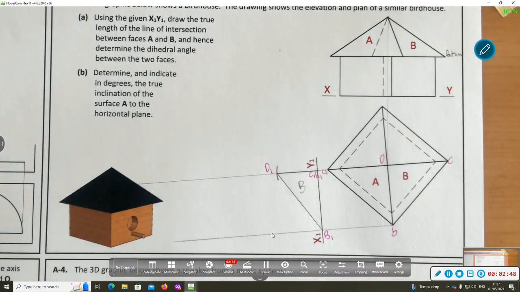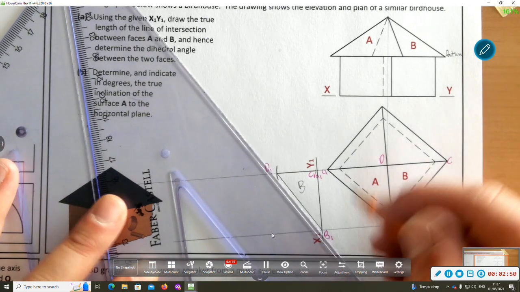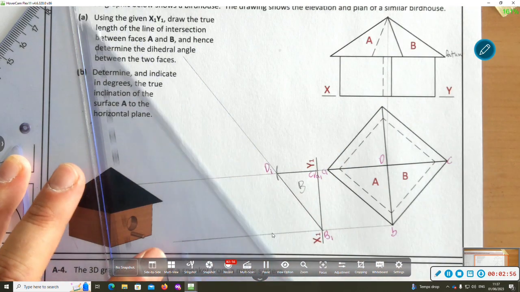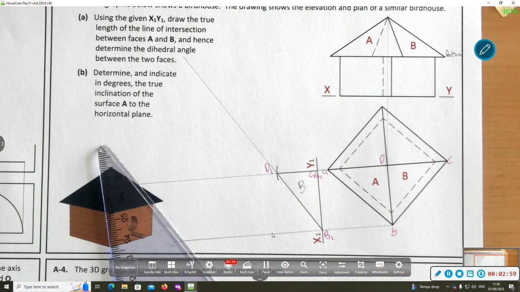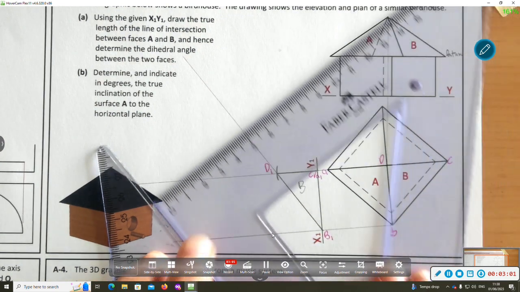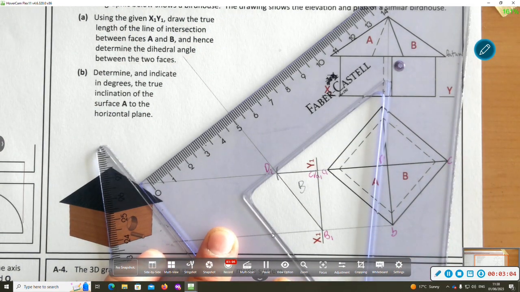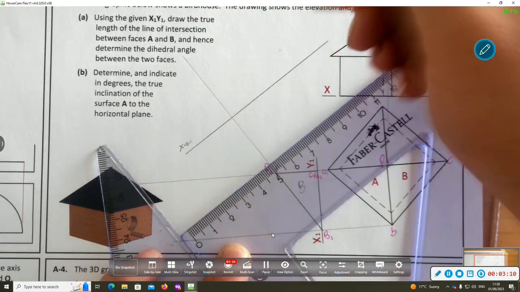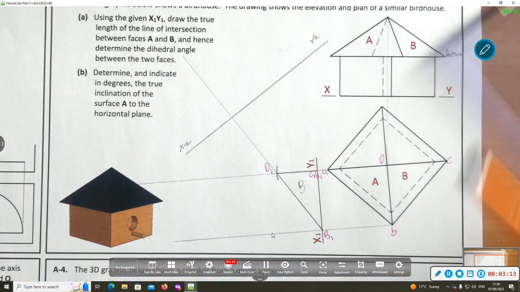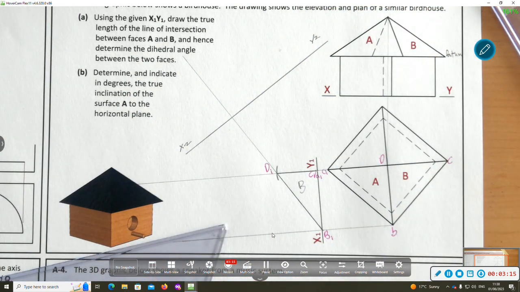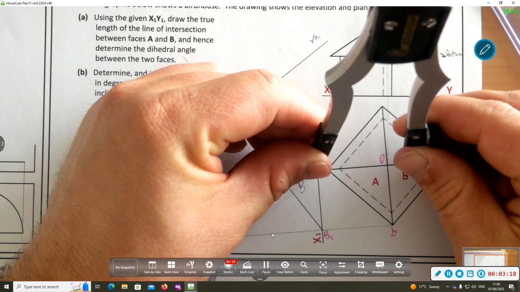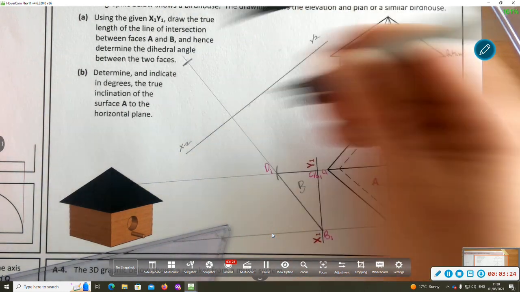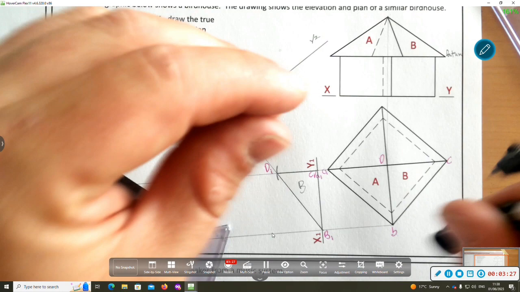Now, I'm then going to get my set square, and I'm going to look along the true length of the line. And I'm going to do this quite far up. So I'm going to do this up as far as I can. And here's my x2, y2 line. Now, I'm going to take the distance from my x1, y1 line back to plan. So this is a point view of the line of intersection DB.